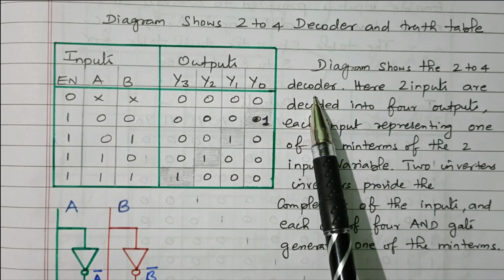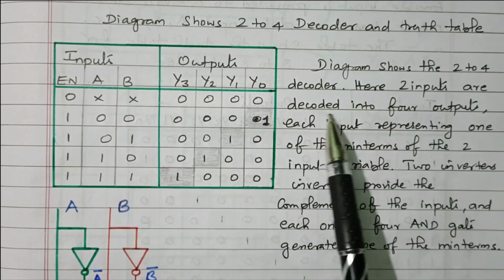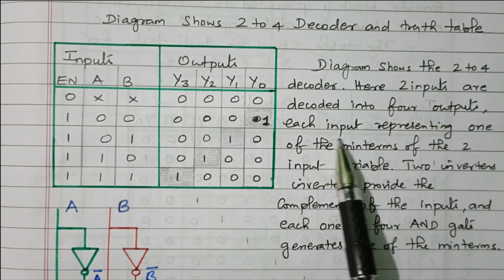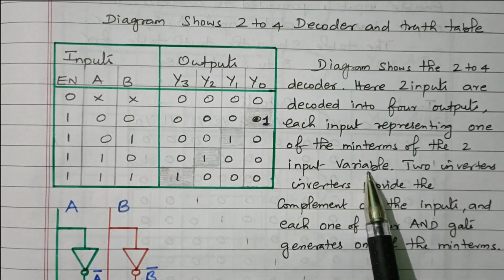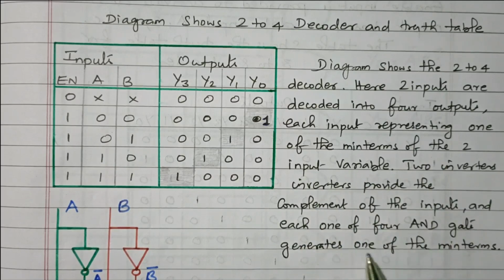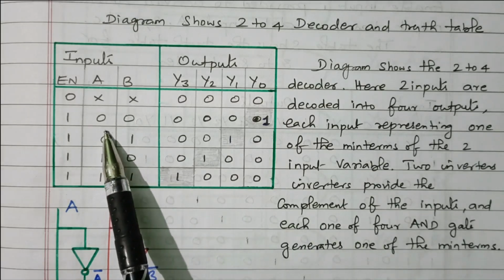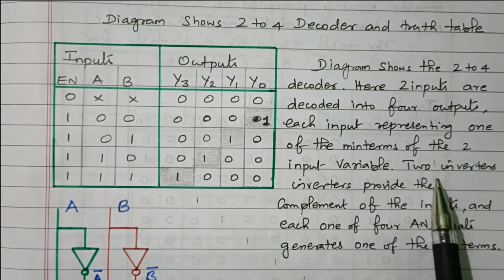Next we will see the logical diagram. There are 2 inputs, A and B, and 4 outputs. Each output represents one of the minterms of the 2 input variables. The 2 inverters provide the complement of the inputs, and each of the 4 AND gates generates one of the minterms, right? So we need A and B as well as A bar and B bar, so we are using 2 inverters to get A bar and B bar, as given here.